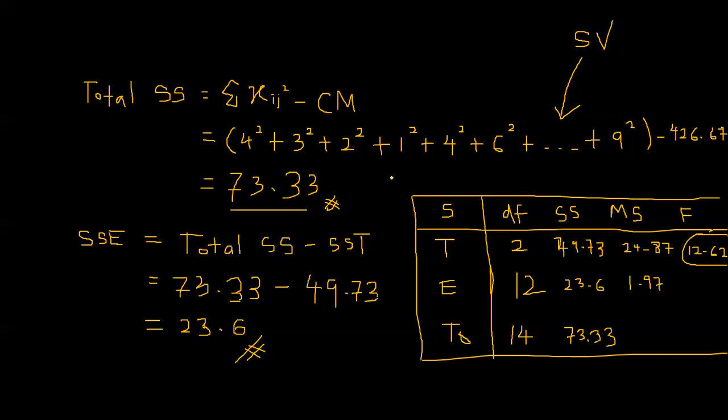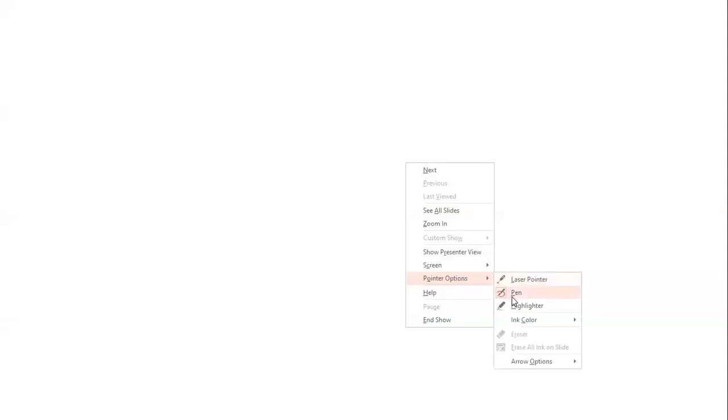Okay, now we must start to state the hypothesis. So what is the hypothesis that we can state? Again, if you refer to the lecture notes, we must state it. The null hypothesis is mu 1 is equal to mu 2 and equal to mu 3.